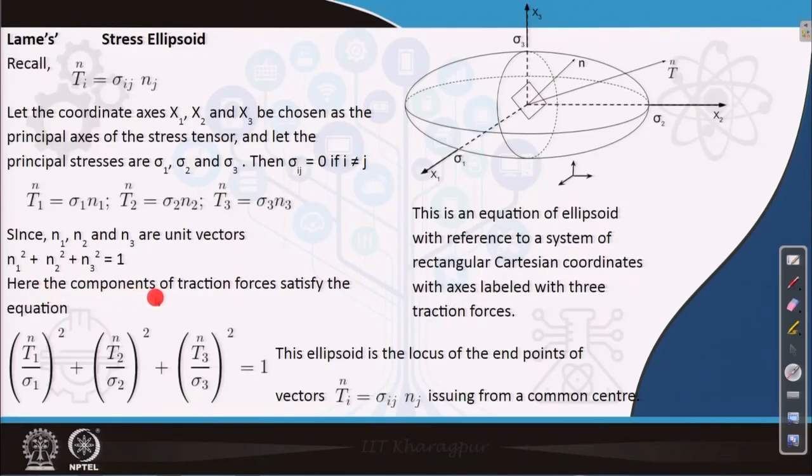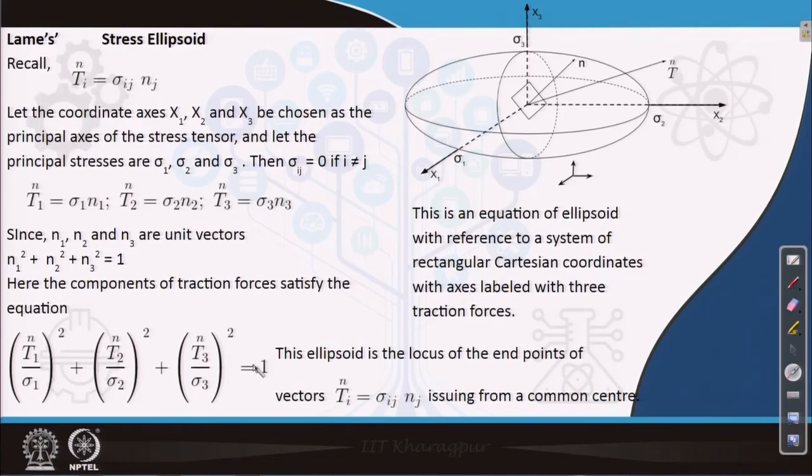This has to follow the unit vector condition. Here are the components of the traction. Using this and this, we can easily come to this equation, which says that (t 1 by sigma 1) square plus (t 2 by sigma 2) square plus (t 3 by sigma 3) square is equal to 1. This is nothing but an equation of an ellipsoid, a three dimensional ellipsoid.